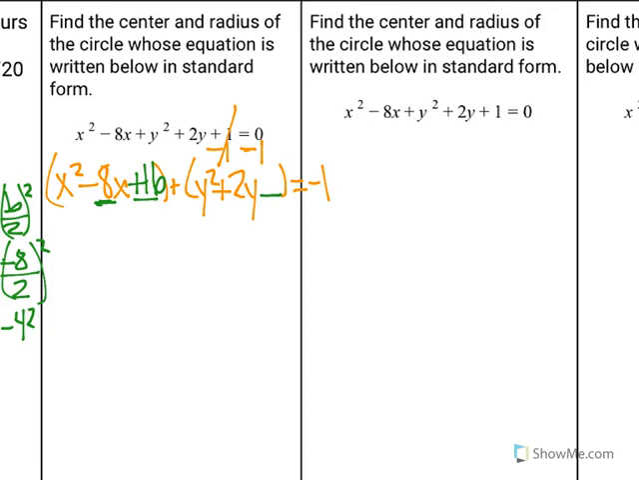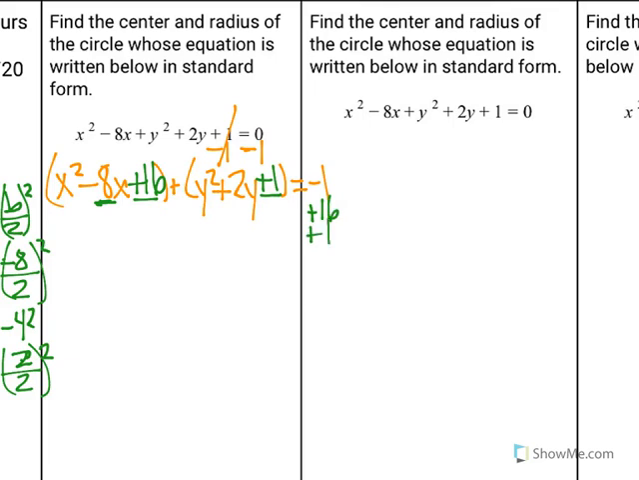I'm going to do the same with the y's. 2 divided by 2, and then squared. 2 divided by 2 is 1, 1 squared is 1, so I'm going to add 1 there. Now, if I added 16 and 1 to the left side of the equal sign, I need to add 16 and 1 to the right side.